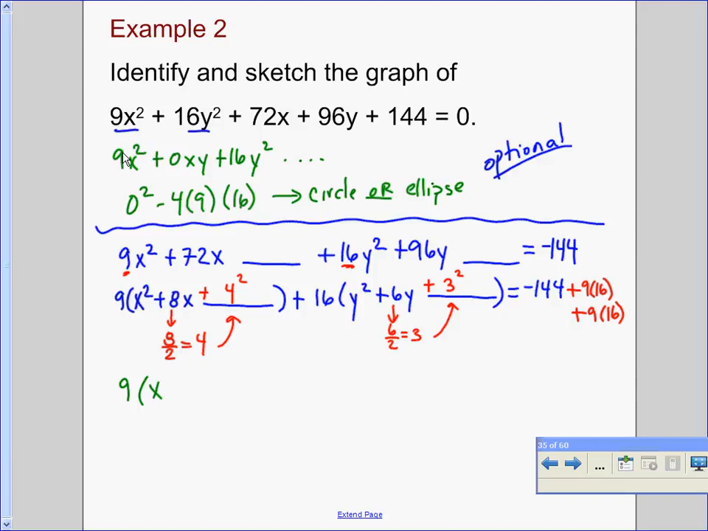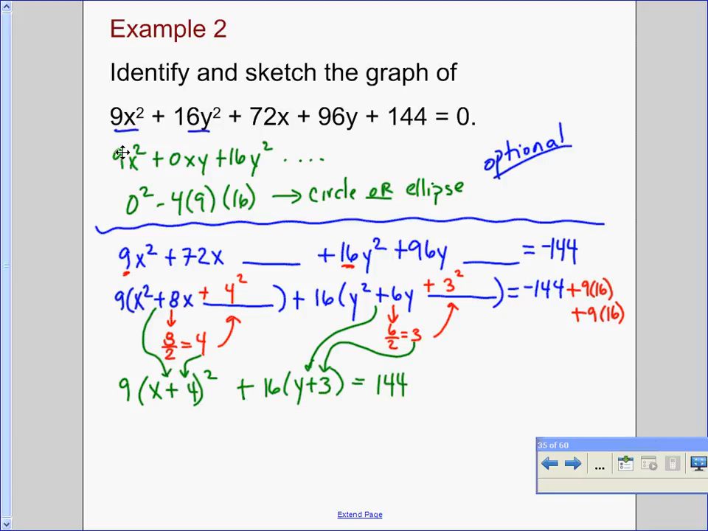So I've got 9, parenthesis, x. Completing the square, it's going to be x plus 4 squared, and that 4 goes there. This sign always comes from here. Plus 16, y plus 3. Again, whatever that sign is, goes here, and this 3 goes here. Is equal to, and now I simplify all of that: negative 144 plus 9 times 16 plus 9 times 16, and it gives me 144.